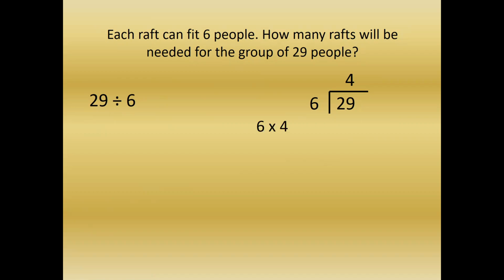So now we have to do 6 times 4. So 6 times 4 is, we just did this, 24. So now we'd have to subtract 29 minus 24, which is equal to, quickly do that in your head, see if you can do it, 5. So can 6 go into 5? No. So that means that we don't have to do any more math there. So what happens with the 5? It is the remainder. So how do we label the remainder again? R5. So our quotient is 4, remainder 5.